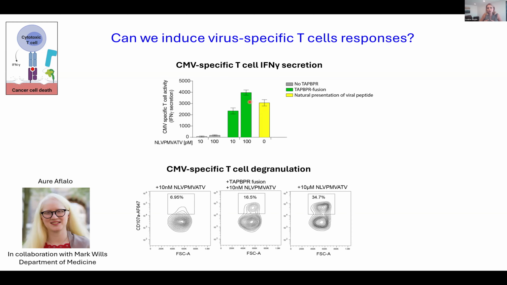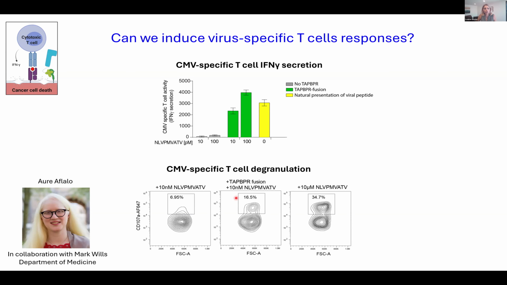So this is really demonstrating that we can use these TAPBPR fusion proteins to load peptides onto the surface of cells, and the T cells can then respond to them. Now, Orr also demonstrated that we can induce these viral-specific T cells to degranulate when we incubate the target cells treated with TAPBPR fusion and the viral peptides. So we actually have a functional consequence of T cell degranulation.